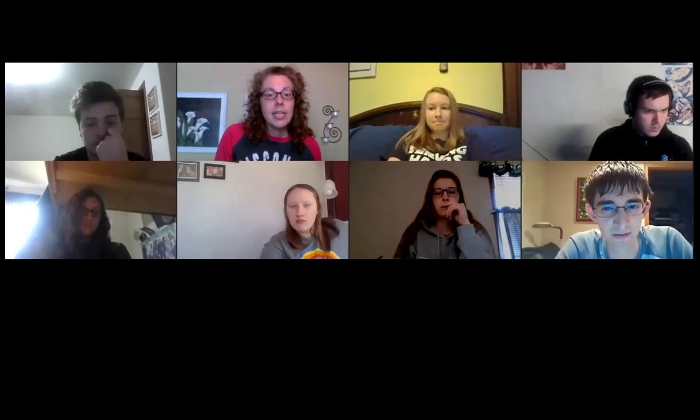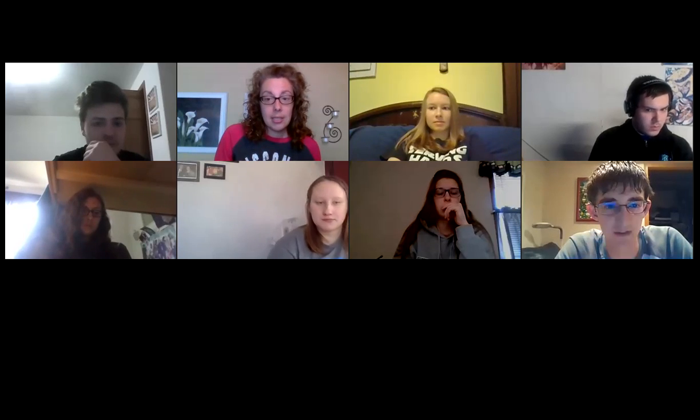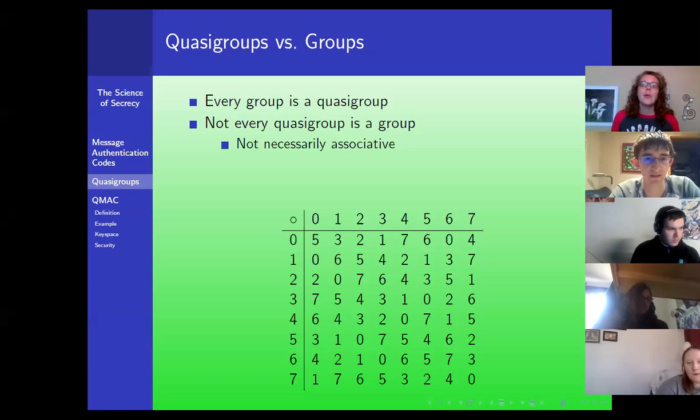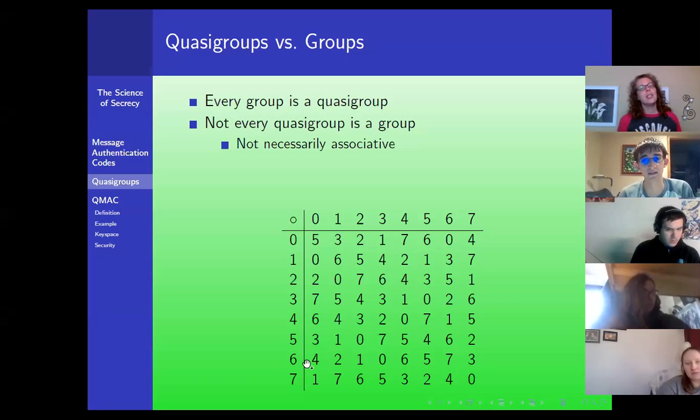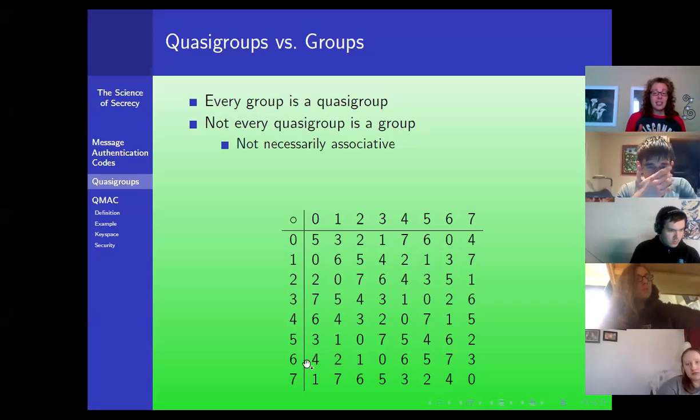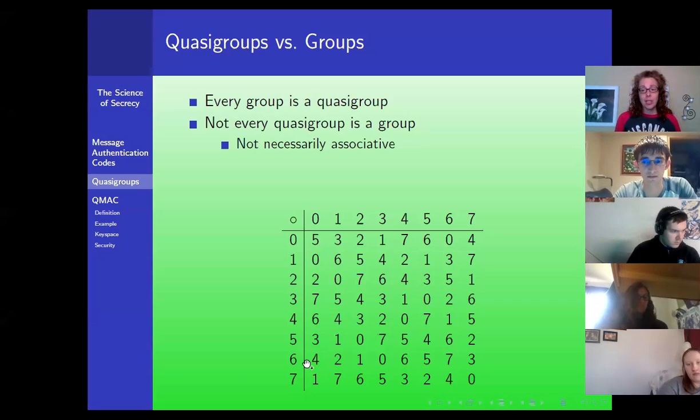Cayley table for quasi groups? Yes. So a Latin square is more specific than a Cayley table. A Cayley table just has to have all of the elements inside of here, and then the Latin square has the extra requirement of each element appearing once in each row and each element appearing once in each column. So you've got this extra requirement.